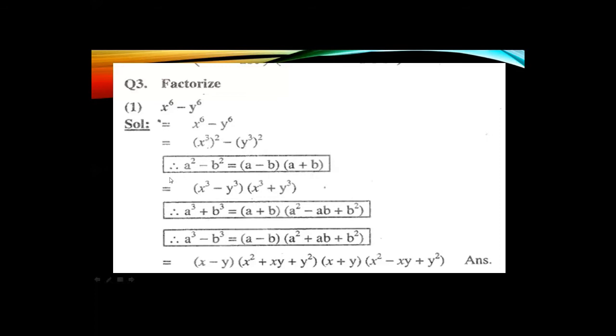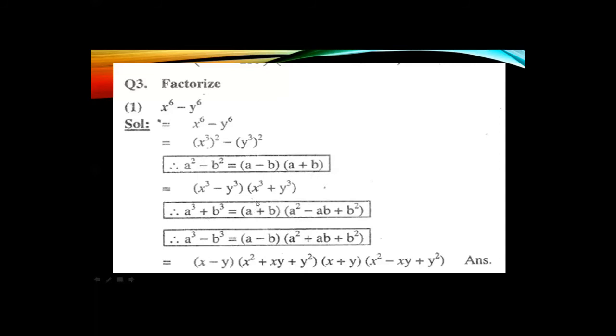And what is the formula for a square minus b square? You are very well aware of this formula, that is the difference of squares, which means you will write these two factors first with negative and then with plus: a minus b, a plus b. So a square minus b square is equal to (a minus b)(a plus b). So what is a here? x^3 is a and b is y^3. So it becomes x^3 minus y^3, and in the second bracket a plus b, x^3 plus y^3.